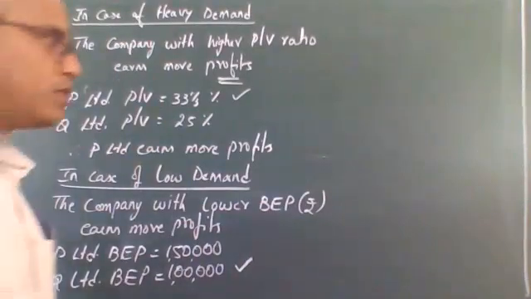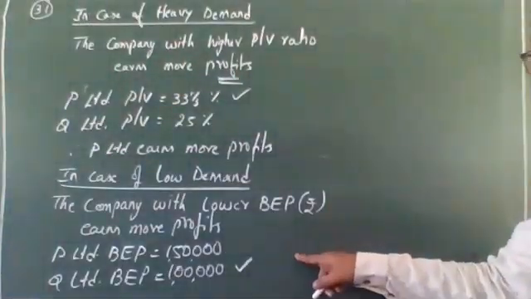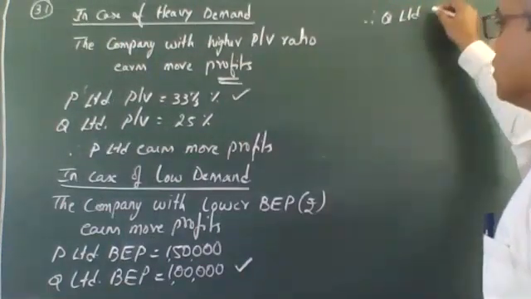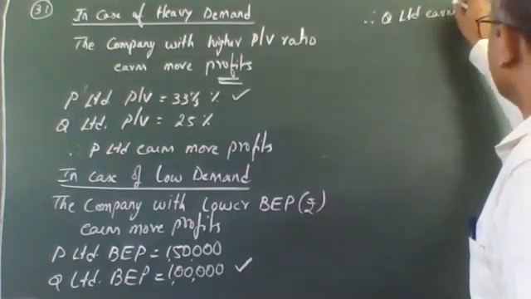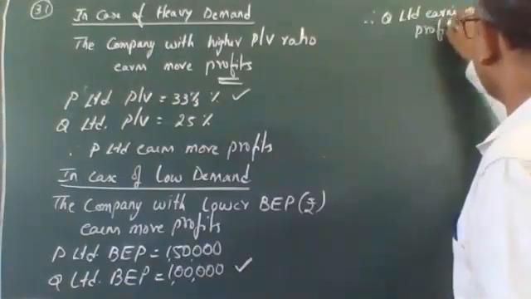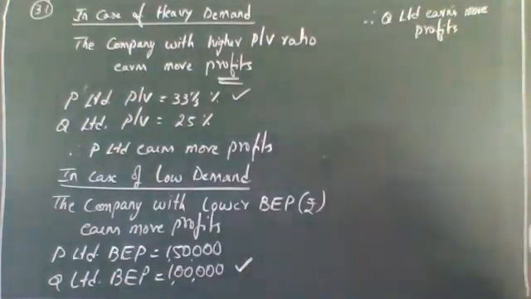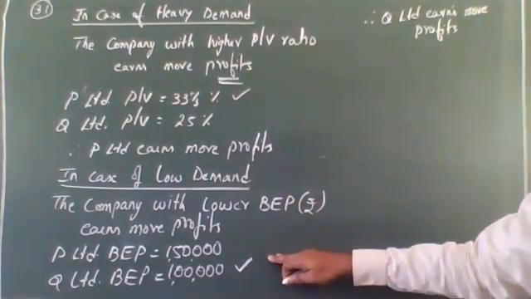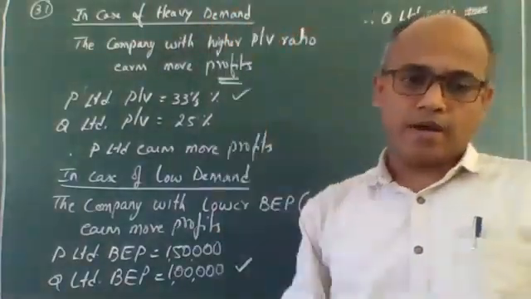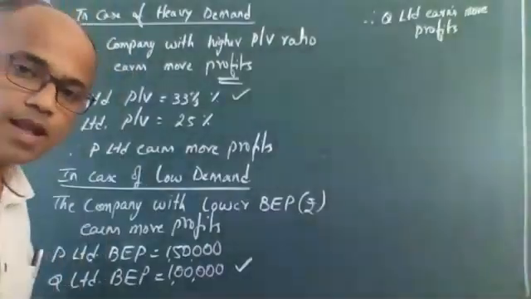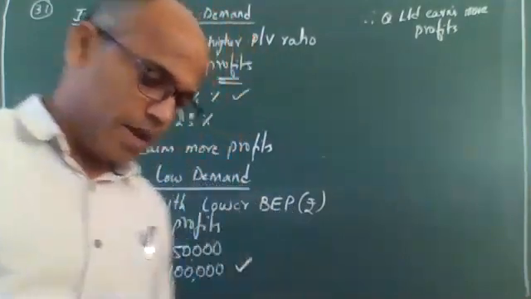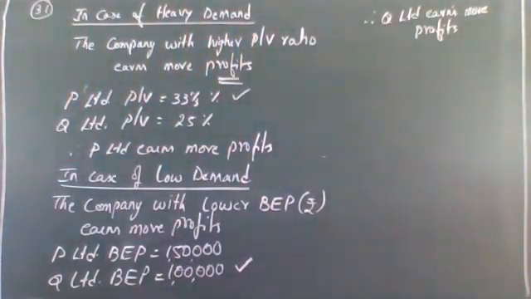So what is the answer? Therefore, Q Limited earns more profits. So Q Limited will earn more profits in case of low demand. P Limited will earn more profits in case of high demand. This is the last part of the 31st question, which we could not complete yesterday because of the time constraint. Okay, so I will proceed with the next question.